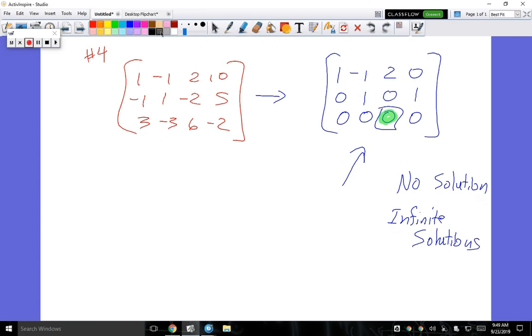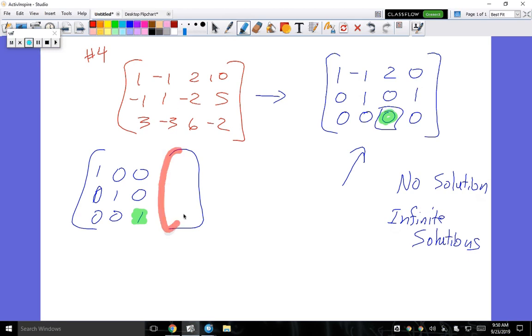This is how we know. If this is something other than 1, if it was 1, like the ones that we had earlier, 1, 0, 0, 0, 1, 0, 0, 0, 1. Guys, if this is 1, then there's only one answer. One answer. No infinite solutions, no solutions. There's one answer, and it would be whatever those numbers are.